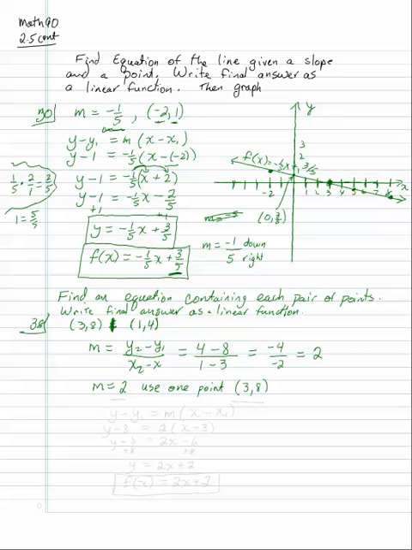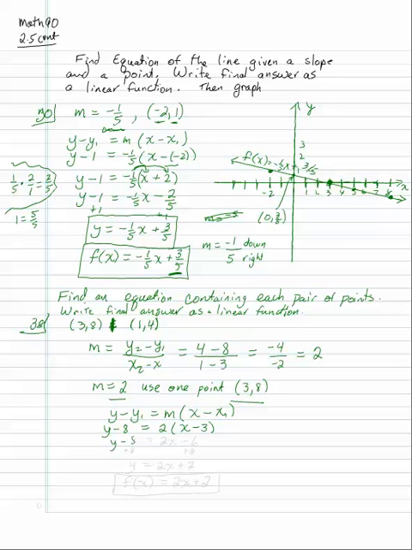And now this is just like question 30. We got a slope. We got a point. So we're going to use the point-slope form. y minus y sub 1 equals m times x minus x sub 1. So we get y minus 8 equals m, which is 2, times x minus 3. We want our final answer as a linear function, so that's like slope-intercept. Solve it for y, and then change the y to f of x.